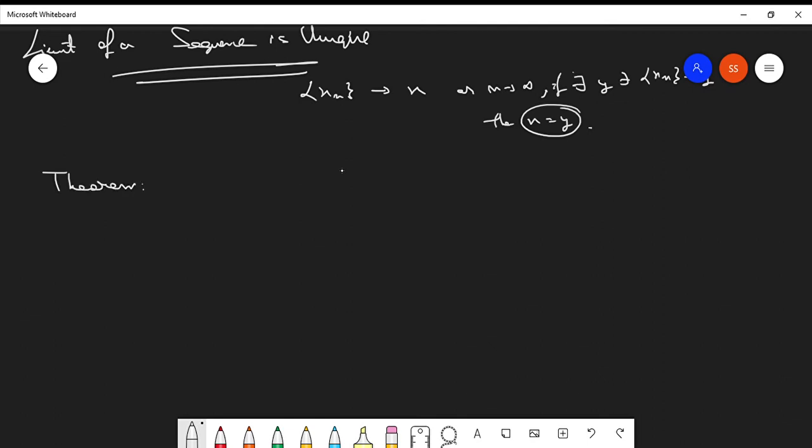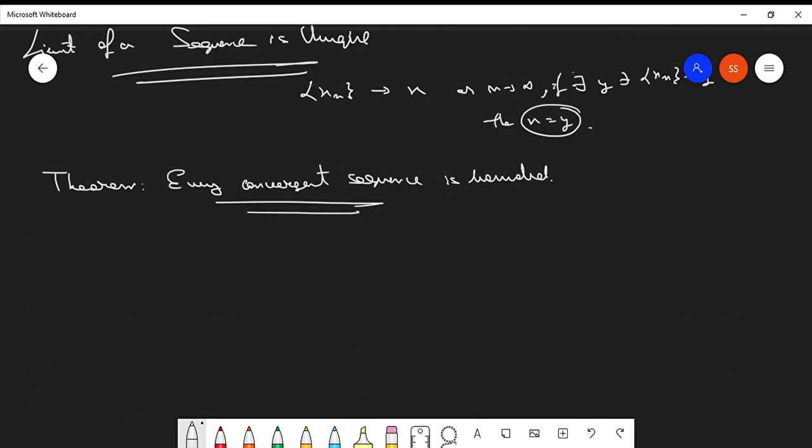That is, every convergent sequence is bounded. Clear? This is a theorem. Now, why can we say the sequence is bounded? For example, if some sequence, let's say xn, converges to some x.